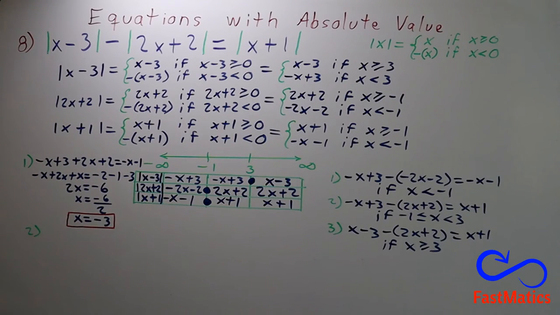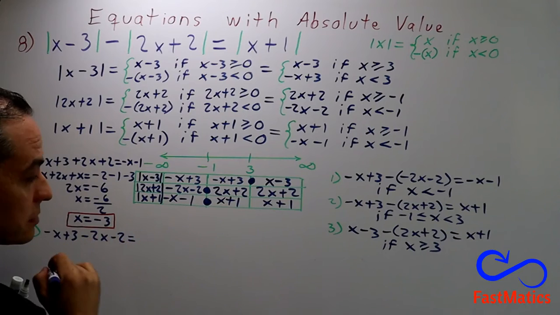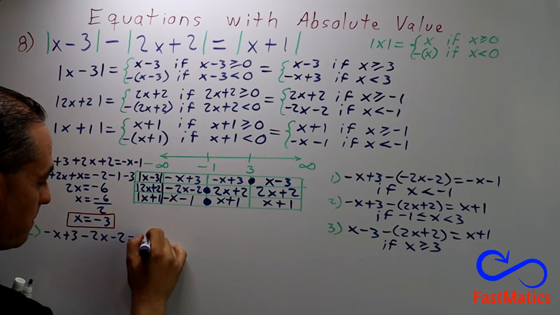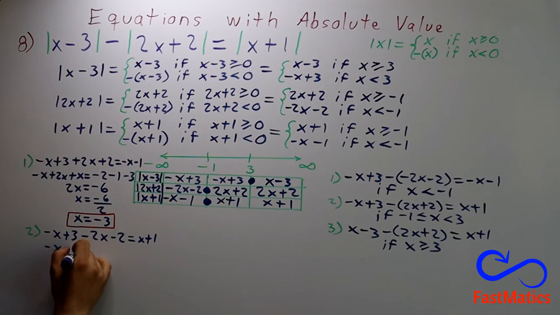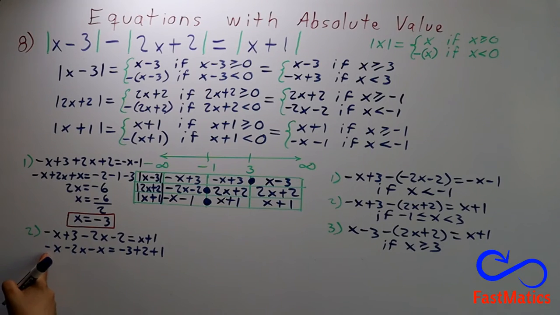Second equation. Copy that. Negative x plus 3, negative times positive negative 2x, negative times positive negative 2 equal to x plus 1. Everything with x to the left side, everything without x, changing the sign, to the right side. Here, negative x plus negative 2x, negative 3x plus negative x, negative 4x is equal to negative 3 plus 2 is negative 1 plus 1, 0.